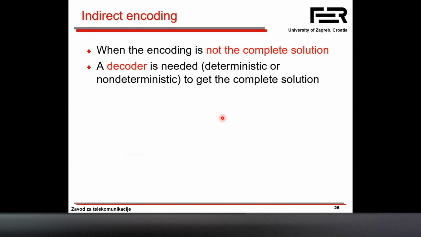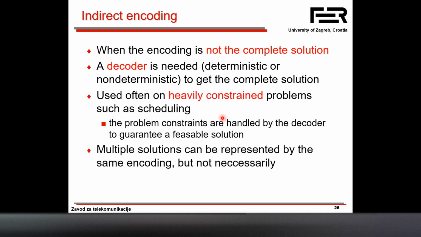Indirect encoding is when the encoding is not the complete solution itself. We need some kind of a decoder, which can be either deterministic or non-deterministic, to obtain the final complete solution. So when do we use examples like this? Oftentimes when we have some kind of a heavily constrained problem, such as scheduling, where the problem constraints are actually handled by the decoder.